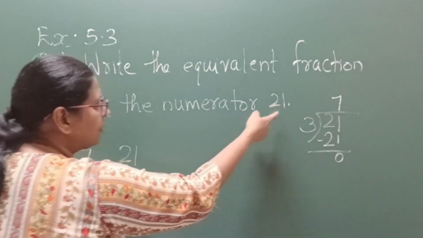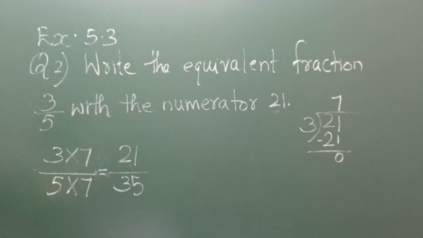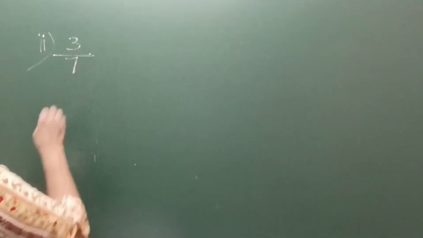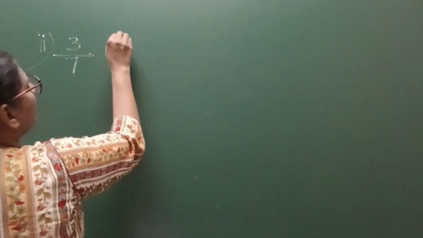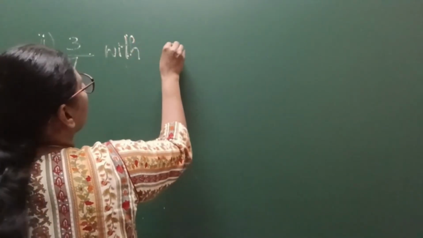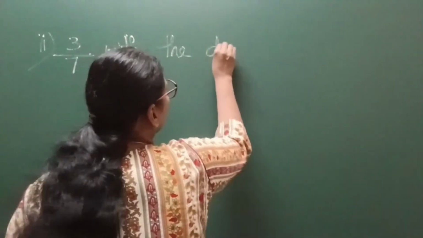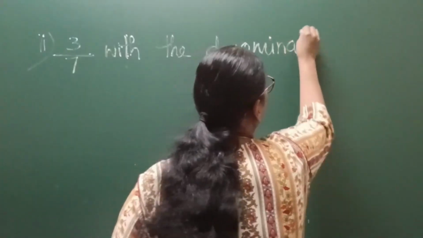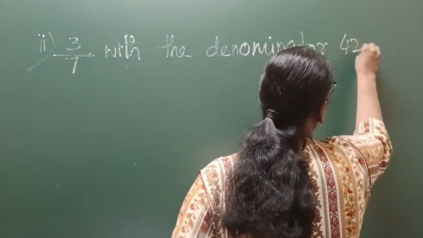When the numerator is given, this is how we have to find the equivalent fraction. Our next question is 3/7 with the denominator 42.